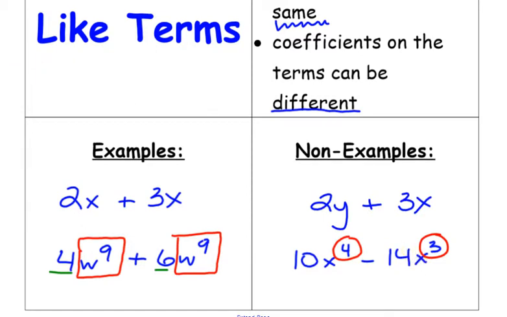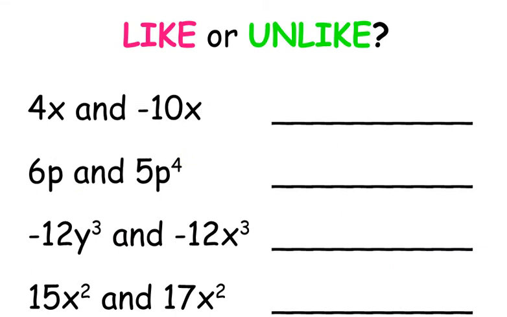All right, let's get started by working through some real examples. Okay, so here we go. We have 4x, negative 10x. Are they like or unlike? Well, check your two things. Do they have the same variable? x. Yes. Do they have the same exponent? No exponent, no exponent. Then they are like terms.